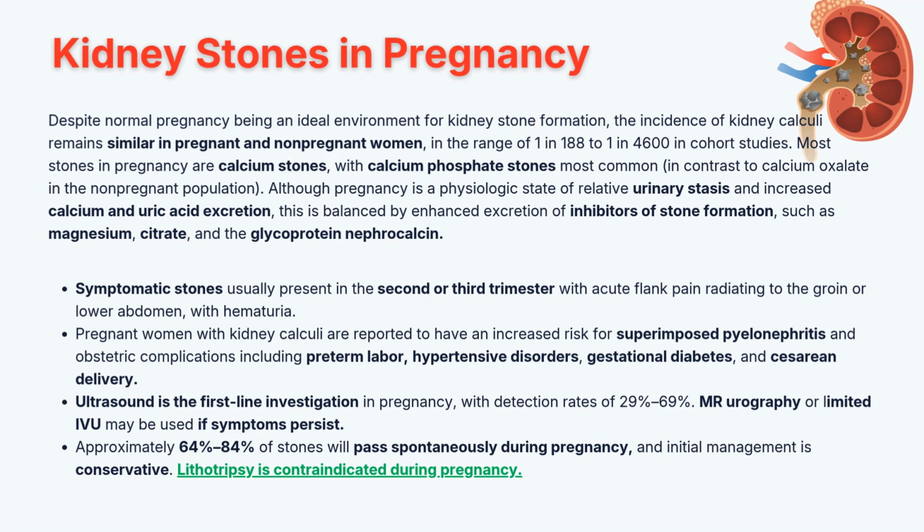Pregnancy creates several conditions that could theoretically favor kidney stone formation, including urinary stasis, hypercalciuria, and increased uric acid excretion. However, the overall incidence of kidney stones during pregnancy is actually similar to that in non-pregnant women. Most stones in pregnancy are calcium-based stones. Interestingly, calcium phosphate stones are more common during pregnancy, whereas calcium oxalate stones are more common outside of pregnancy. The reason stone risk does not increase dramatically is that pregnancy also increases urinary inhibitors of stone formation, including citrate, magnesium, and glycoproteins. Symptomatic stones usually present during the second and third trimesters.